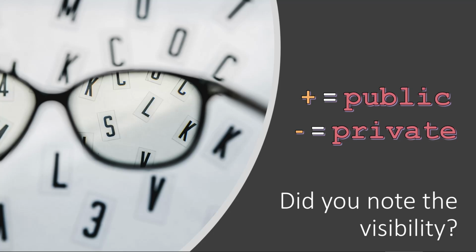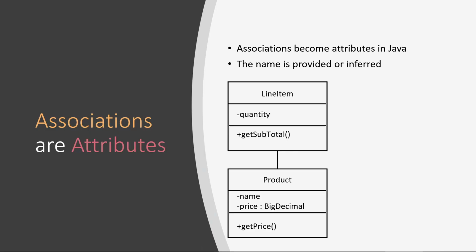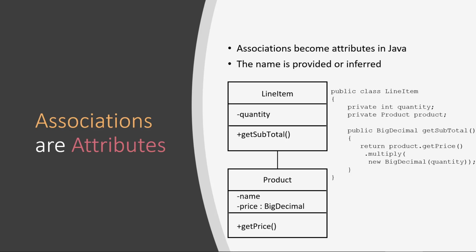Now, as we're looking at that, did you notice here that the plus immediately goes to public in Java, and the minus immediately goes to private? Pretty simple, but worth pointing out. Now, associations in UML don't have a direct corollary in Java, but they become attributes. So when we have our line item here, the quantity of the line item goes straight to being that integer quantity over the side. The product, though, the association to that, also becomes an attribute. In this case, the type is the class I'm associating to, product.